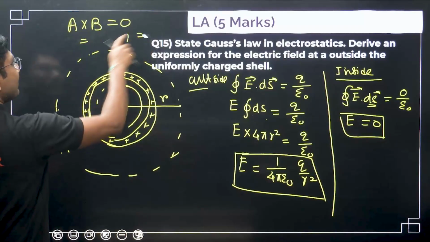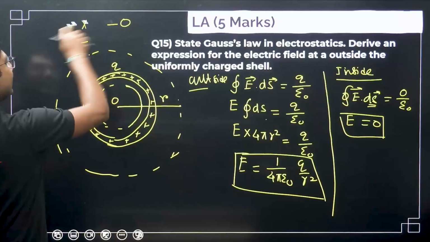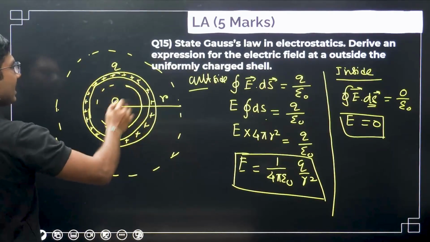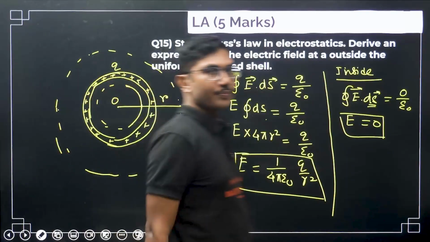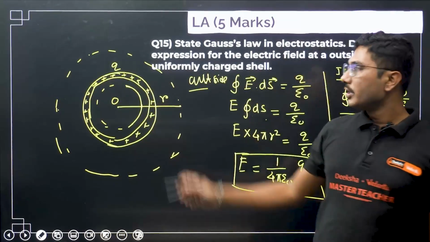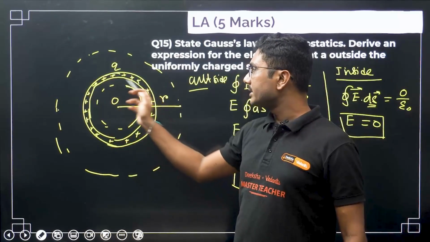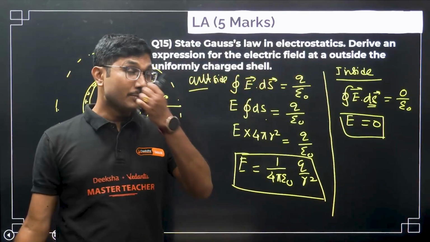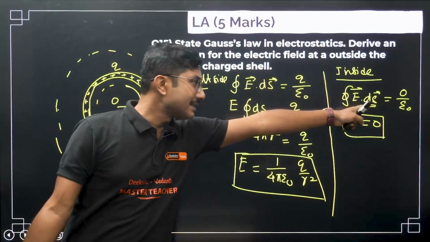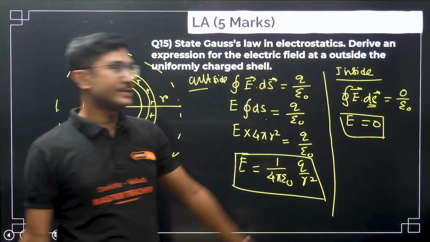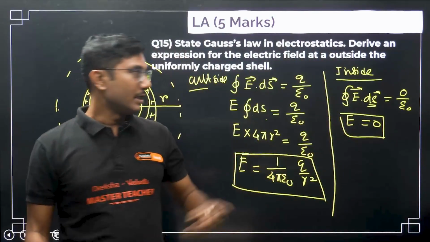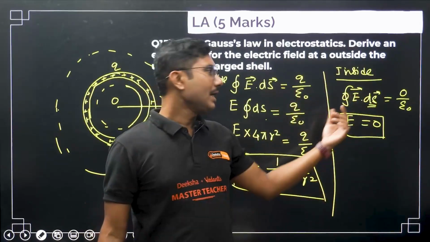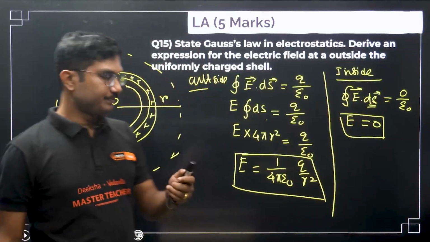So why am I saying that ds cannot be 0? ds is a surface area. If this is your Gaussian surface, can the surface area be 0? Surface area cannot be 0. It has to be a real number. Surface area is impossible to be 0. So that's why ds cannot be 0, and the only possible answer is E is 0. E dot ds means multiplication, so two numbers are multiplied. That's why E must be 0.